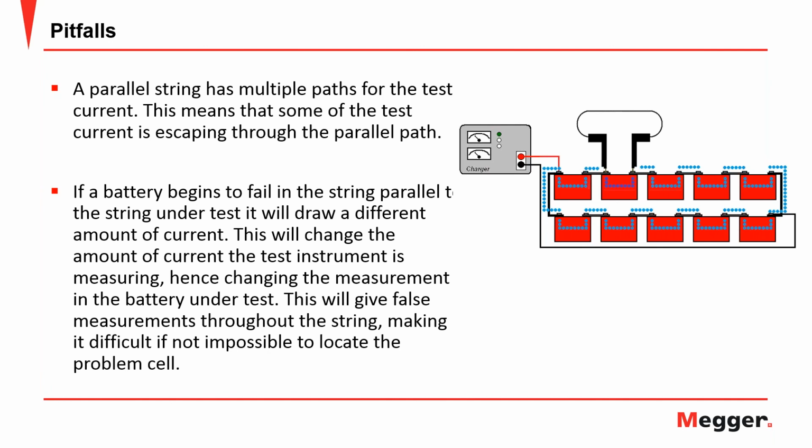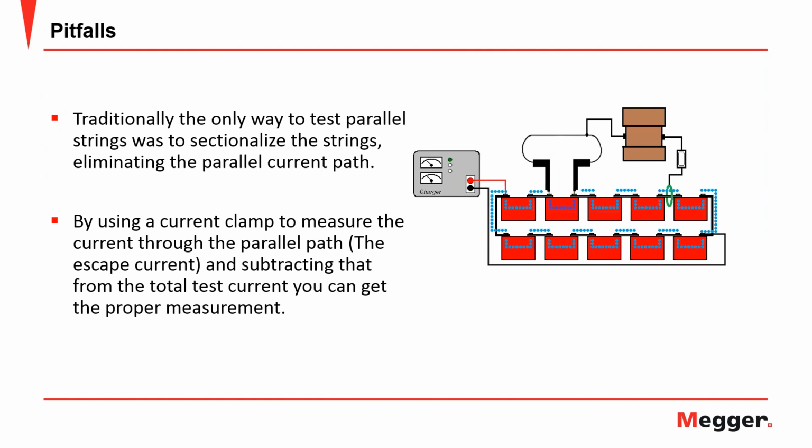You're not going to be able to find the bad cell without segmenting, unless you measure what's called escape current. Escape current looks at the test current not only going through the total system, but also the current going through the parallel path. It can then subtract that from the total and determine the current going through the actual battery under test. So you get the proper value for it, and you get repeatable results, and you do not have to segment the strings in order to do the testing or any troubleshooting to find a bad battery.